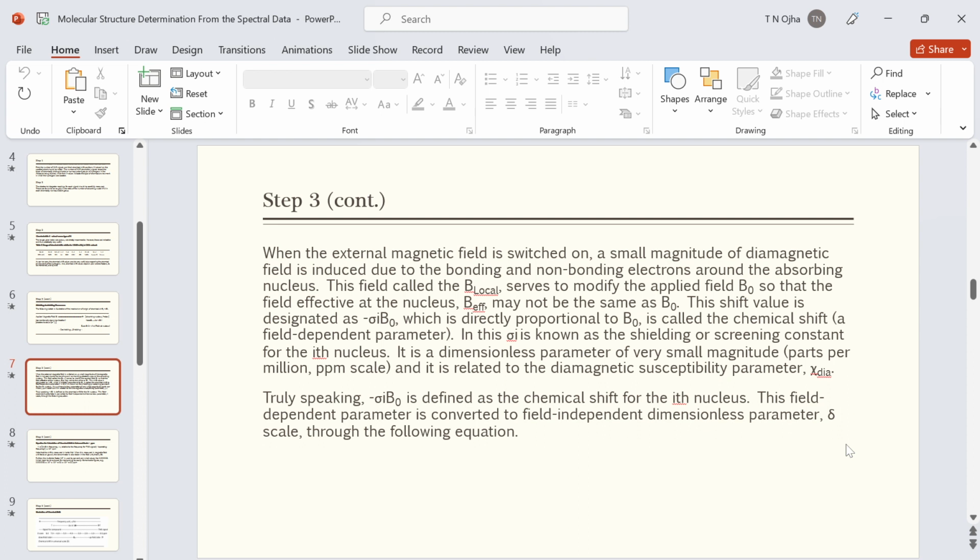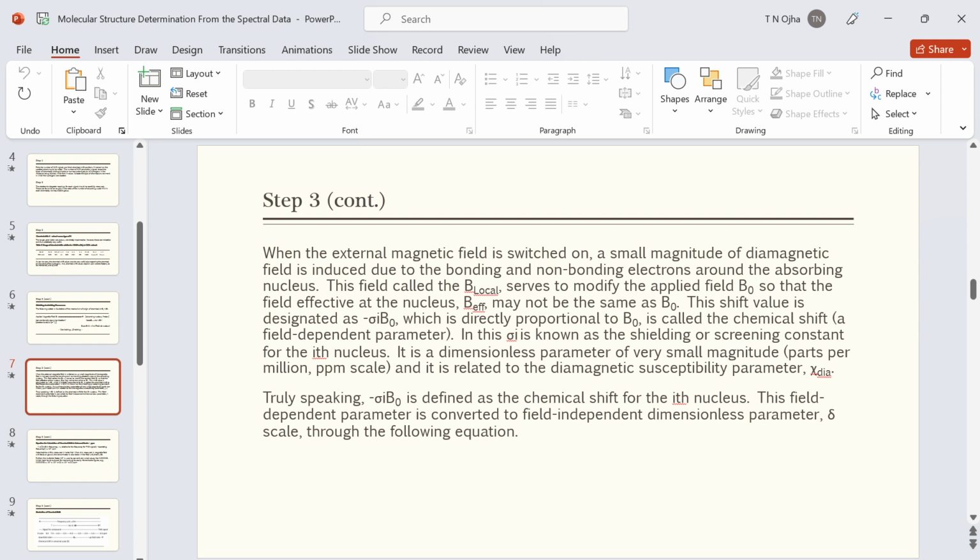Again, step 3 continued. When the external magnetic field is switched on, a small diamagnetic field is induced due to the bonding and non-bonding electrons around the absorbing nucleus. This field, called B local, serves to modify the applied field B0 so that the field effective at the nucleus may not be the same as B0. This shift value is designated as minus sigma i B0, which is directly proportional to field B0 and is called chemical shift, a field dependent parameter.